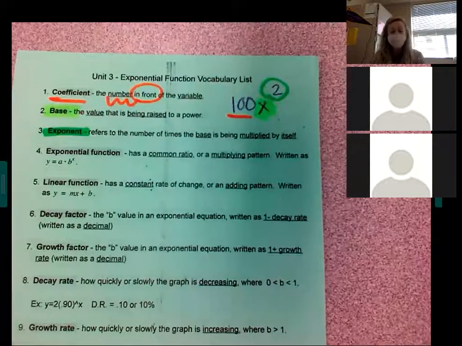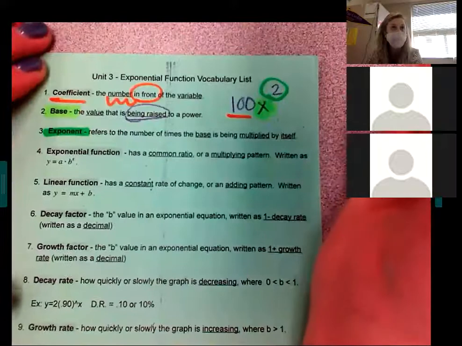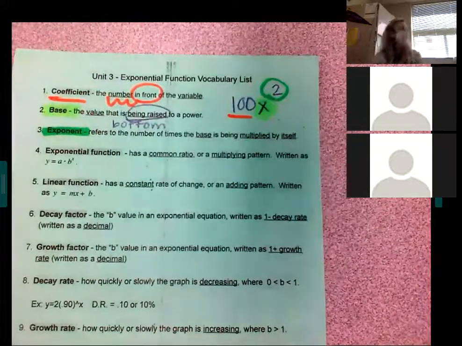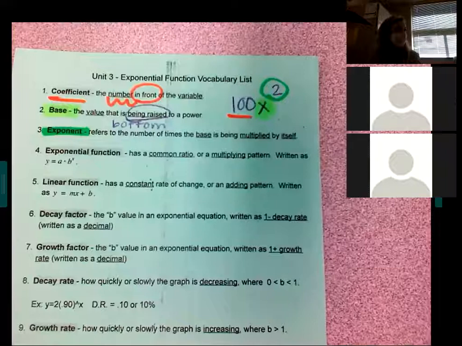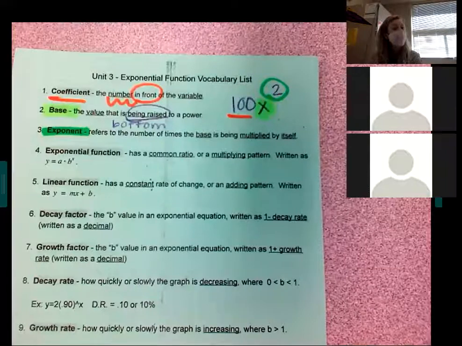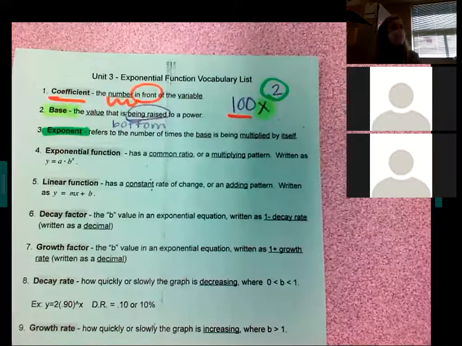The base, I've seen all kinds of things for base. So every year I have a kid that says being raised. That's perfect. I also have kids that'll say the bottom, because it's like the bottom and the exponent is like the top. I'm cool with that too. That's a good synonym for base. I also have kids every year that tell me the base is the variable. That's good too. So you got some synonyms you can use for your cards, okay?